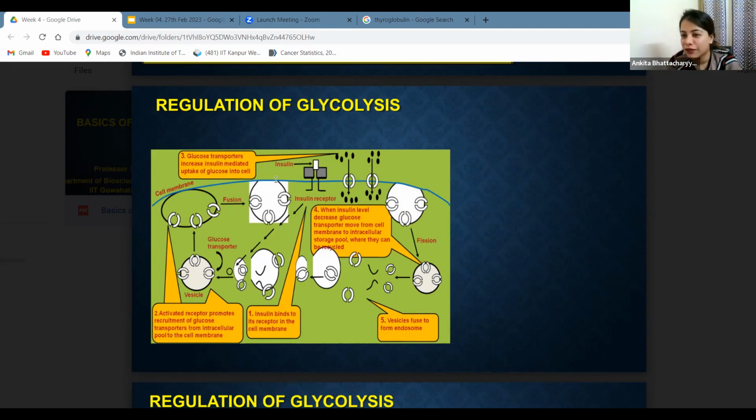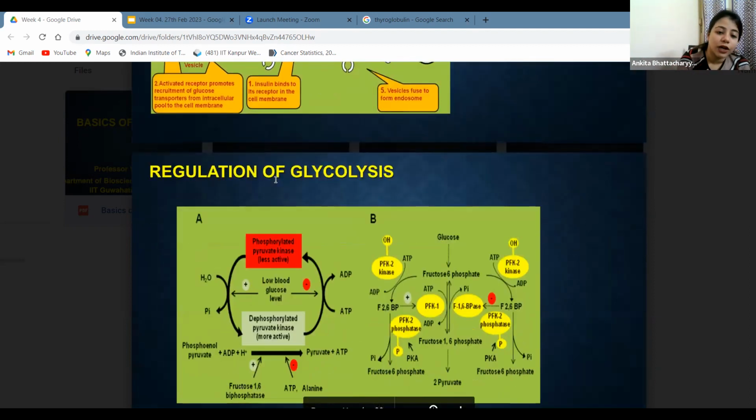you cannot continuously have insulin suppressing or controlling the level of glucose in the blood. What it does is, when insulin levels decrease, the glucose transporter moves away from the cell membrane into the intracellular storage pool, and there it is recycled, and then vesicles are able to fuse with the exosome. So that's how glycolysis is controlled.